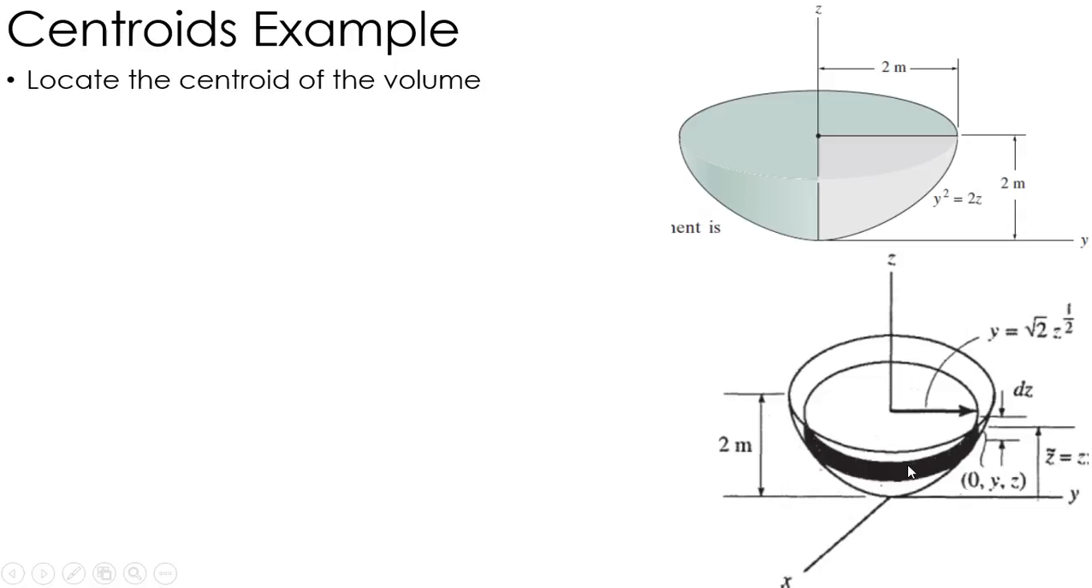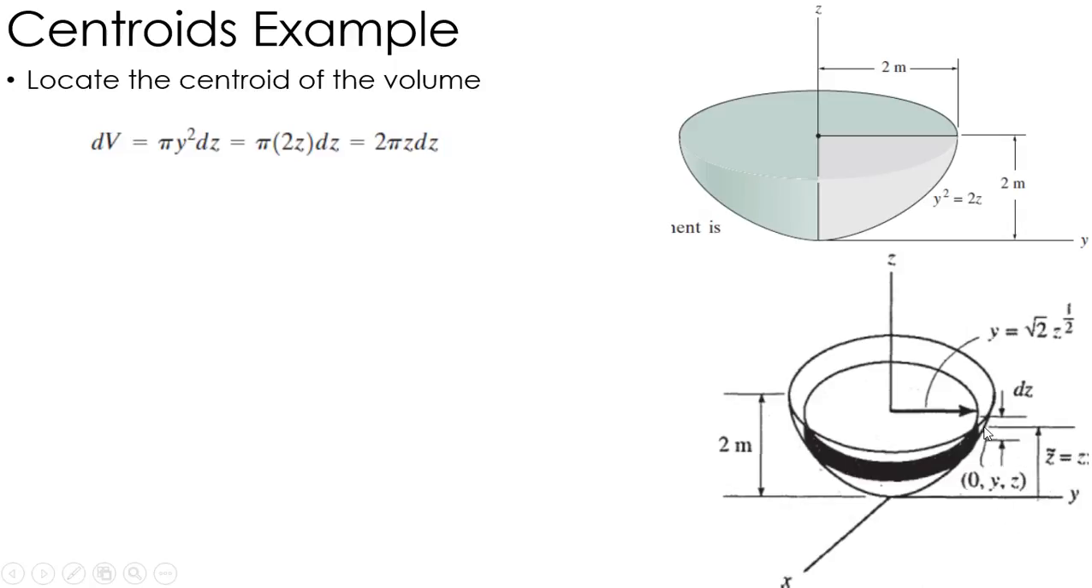the dimensions of it. In order to find the volume, I need both the radius and the thickness. The radius is essentially y. It's the value y, from the z-axis out to the edge, which is given by this equation. So solving this equation for y, I'm sorry, you get y equals the square root of 2z, to the 1/2.